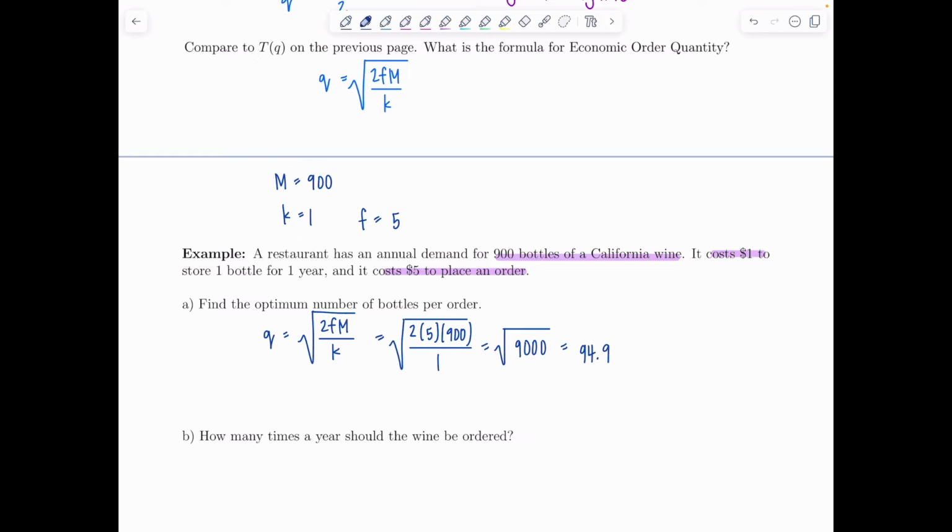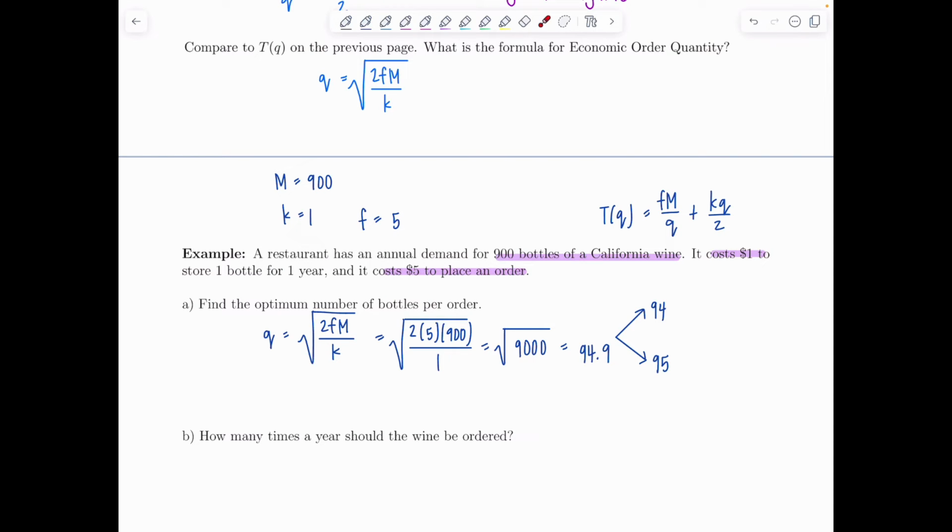So here's our dilemma. Should it be 94 or should it be 95? Don't automatically say, oh, 94.9 rounds to 95. Not necessarily. Remember, I'm trying to minimize total costs. I'm trying to minimize the function T of Q, which is FM divided by Q plus KQ divided by 2.